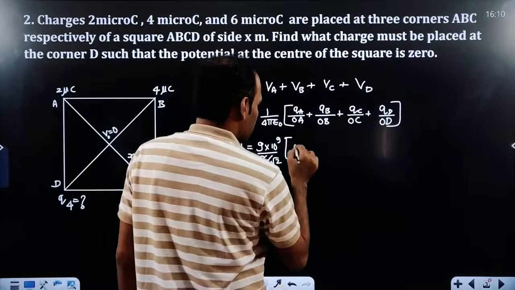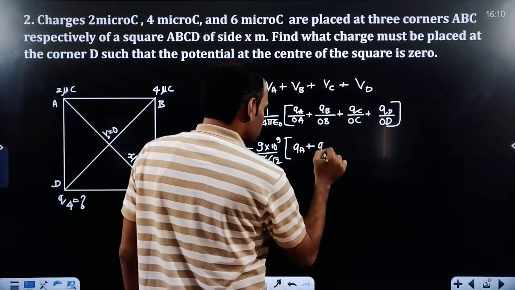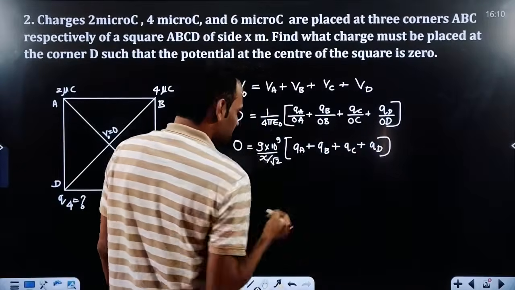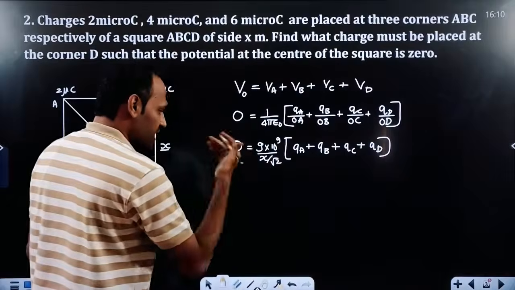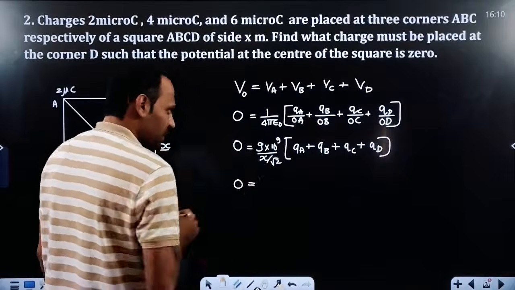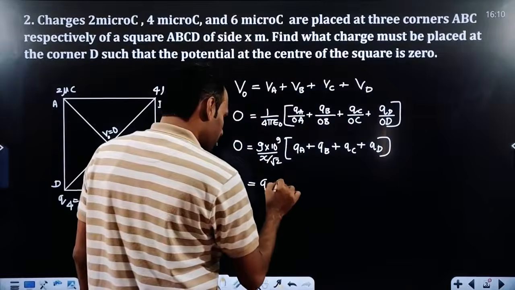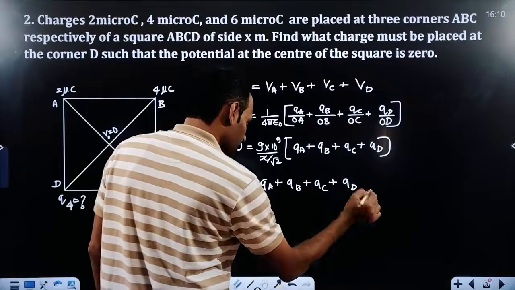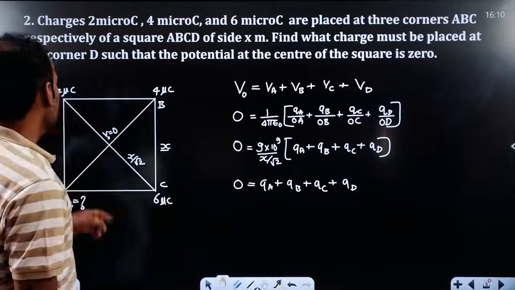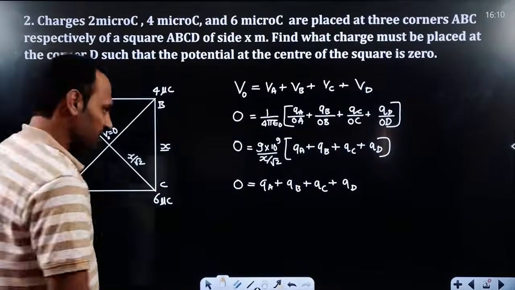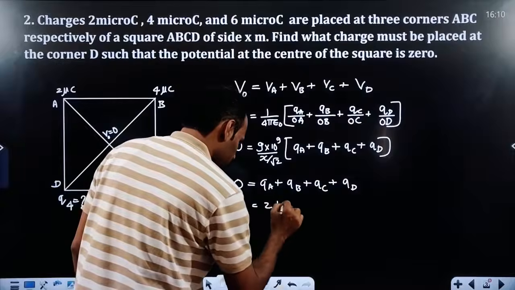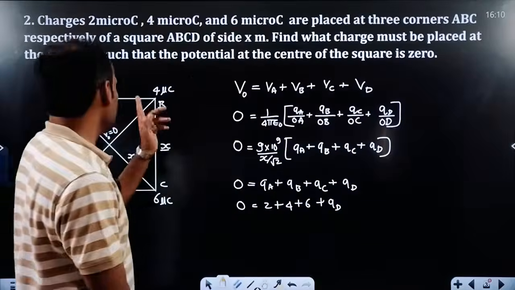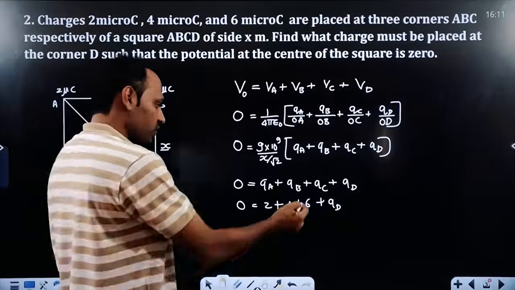Right? In the bracket I will get only QA plus QB plus QC plus QD. Only these things I will get inside the bracket. I will take this completely on this side, and I will get it as 0. Equal to QA plus QB plus QC plus QD. Okay, substitute the values: 2 plus 4 plus 6 plus QD. Right? Everything is in microcoulomb. Okay, so this will be 12.